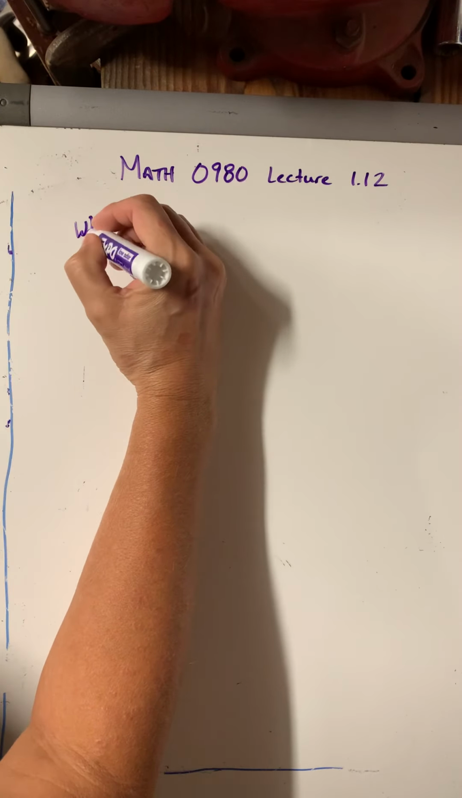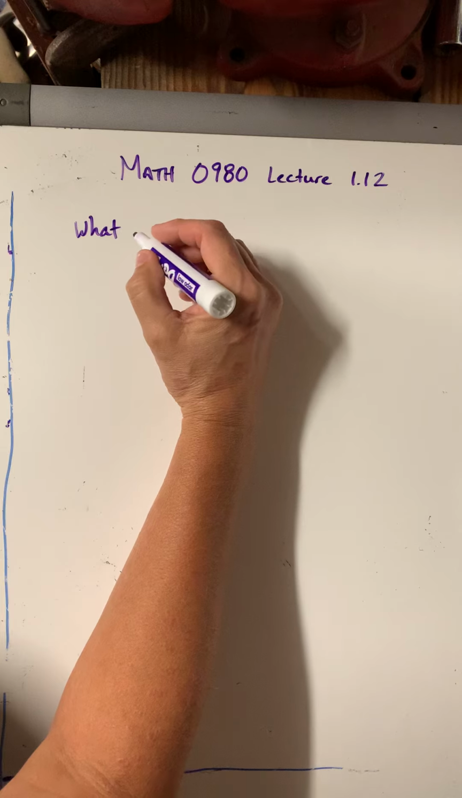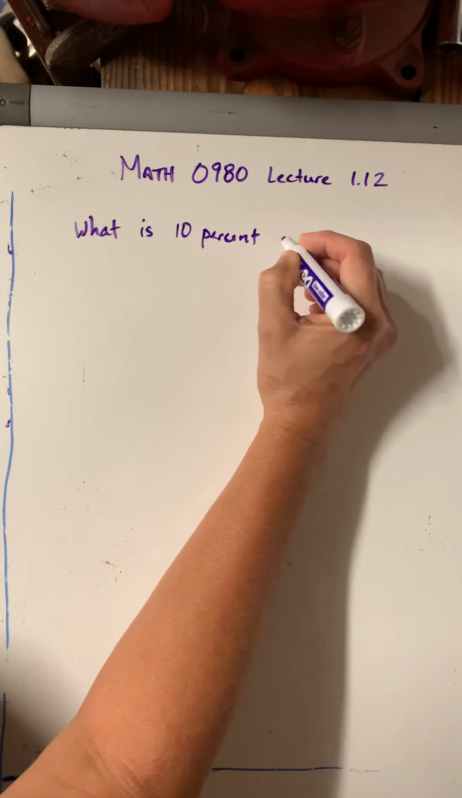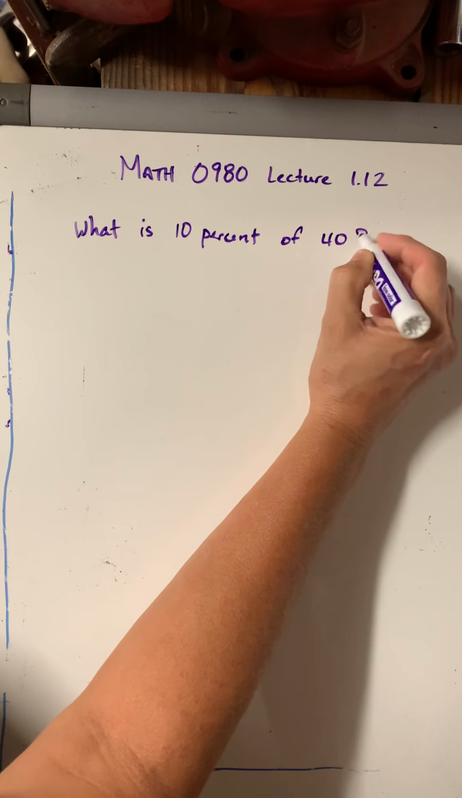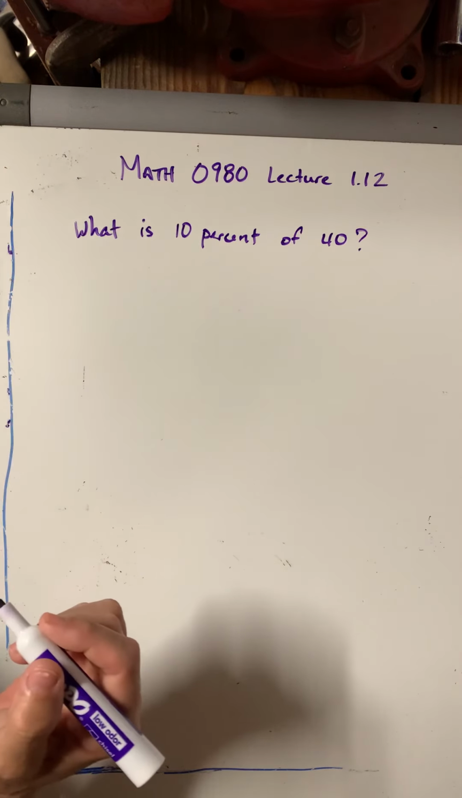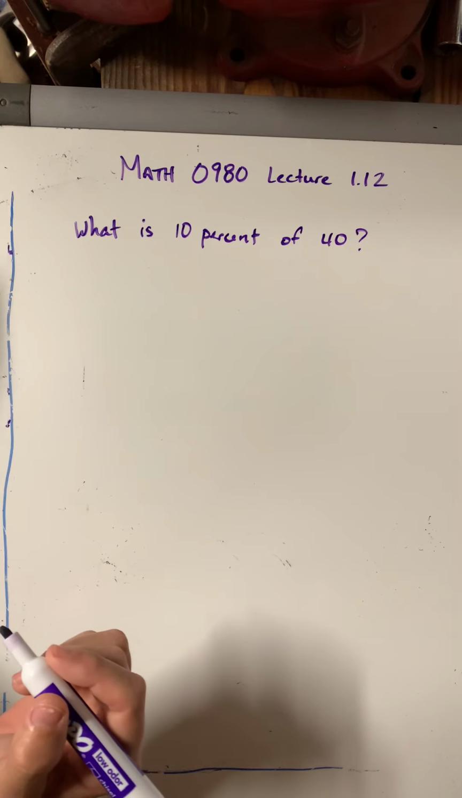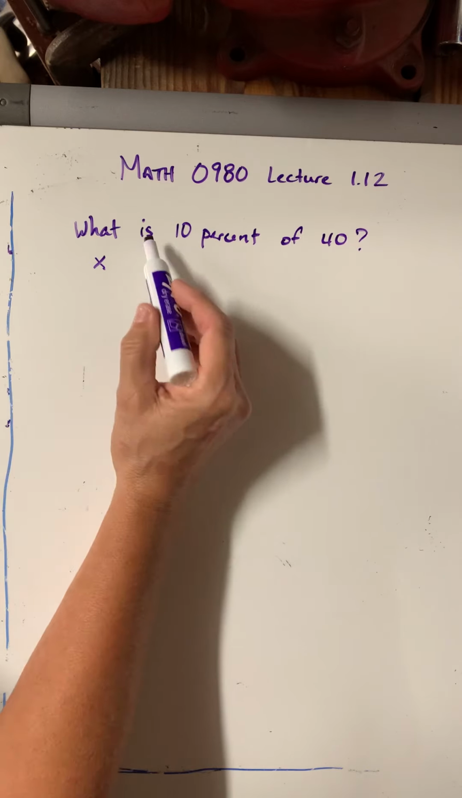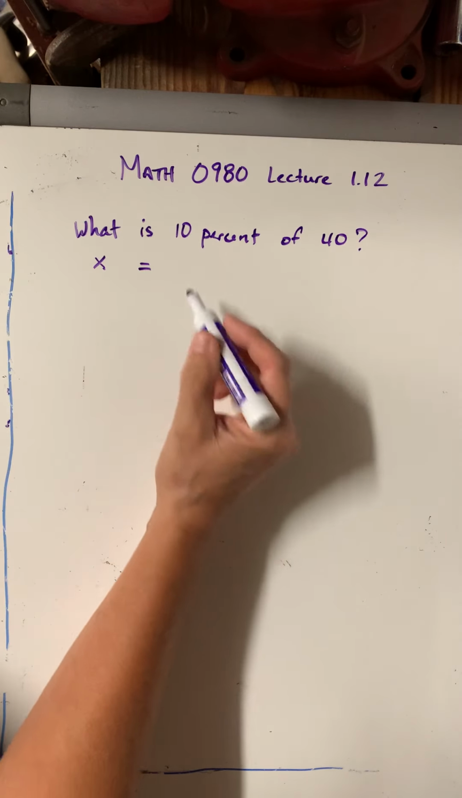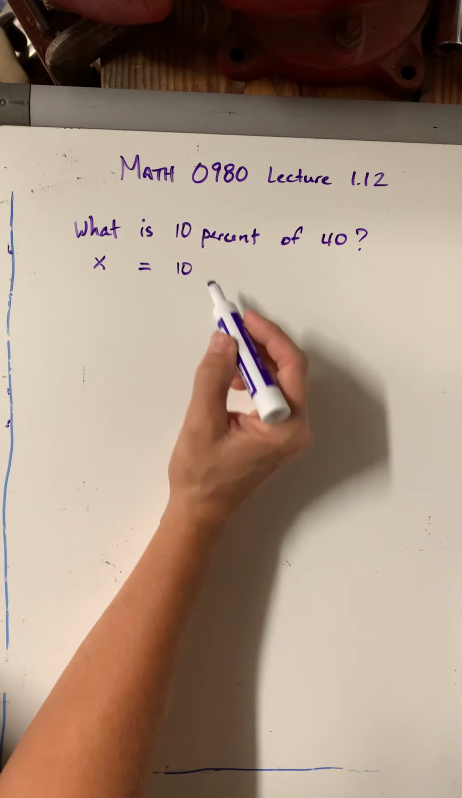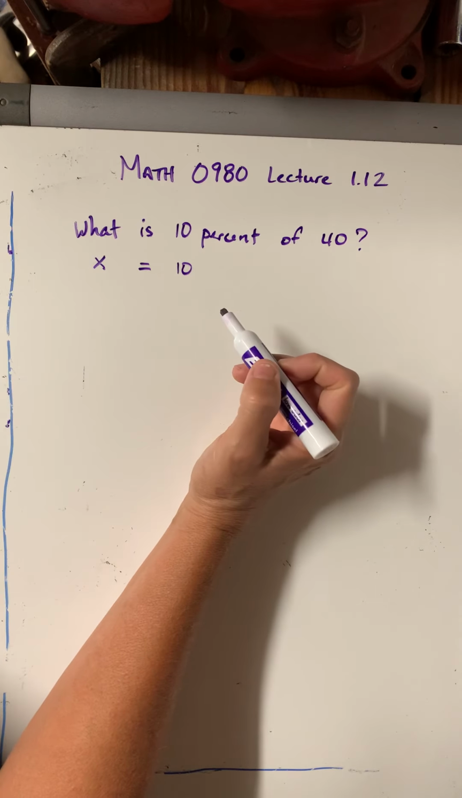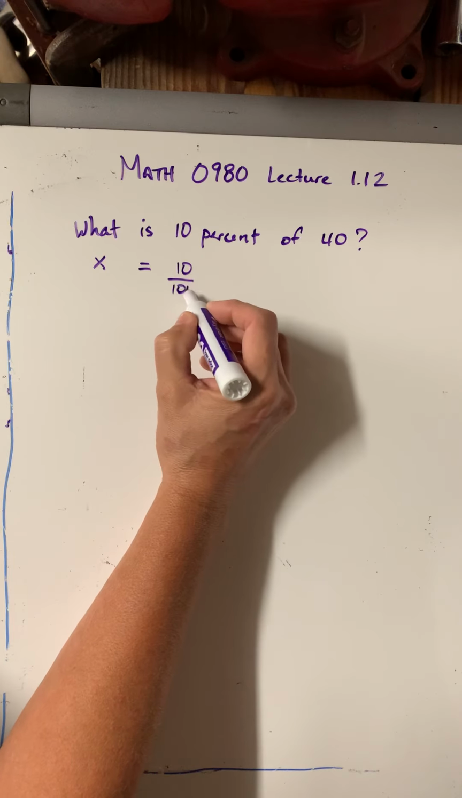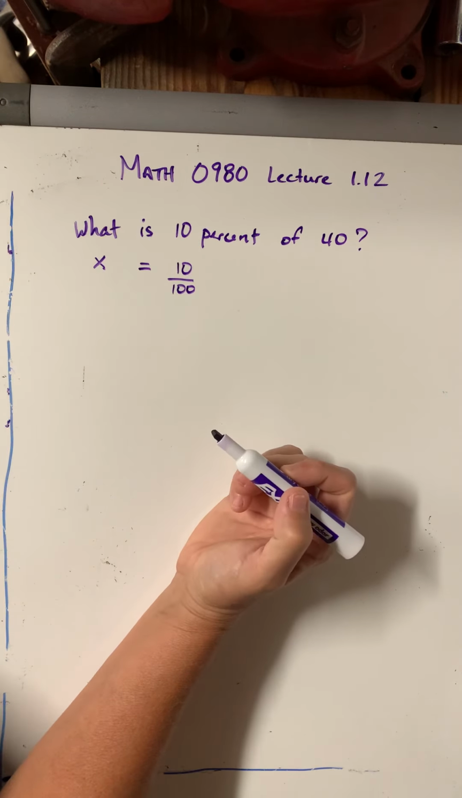So if I had a question that said, what is 10% of 40? These words can be directly translated into a mathematical equation. So the word what translates to x, is translates to equals, 10 of course is 10. Percent means divided by 100. So you could write it this way, divided by 100, or you could go ahead and do that division.